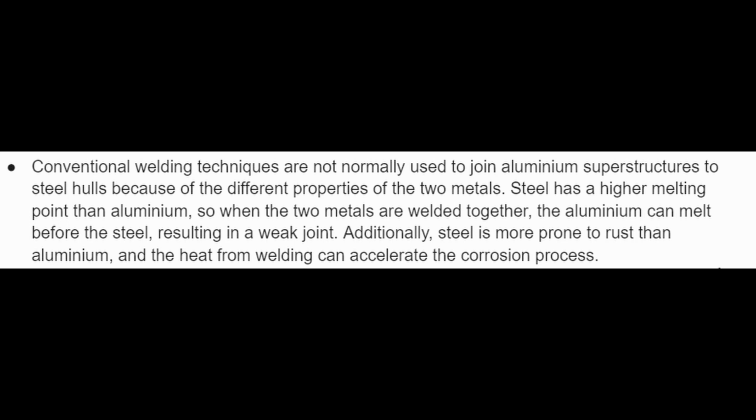Steel has a higher melting point than aluminium, so that when the two metals are welded together, the aluminium can melt before the steel, resulting in a weak joint. Additionally, steel is more prone to rust than aluminium, and the heat from welding can accelerate the corrosion process.